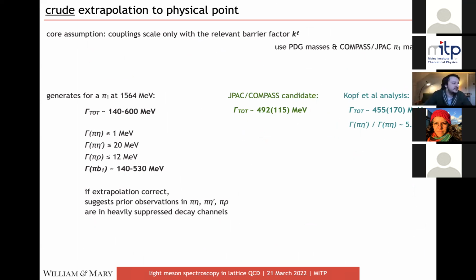So we can use the octet result to make a statement about what the pi1 behaves like at physical quark masses, but not the two eta ones, because we don't have the singlet. And the eta ones are going to be admixtures of the singlet and octet basis states. So until we compute the singlet, we can't make a definitive statement about the eta one, which is just telling us that we should get on with computing the singlet.